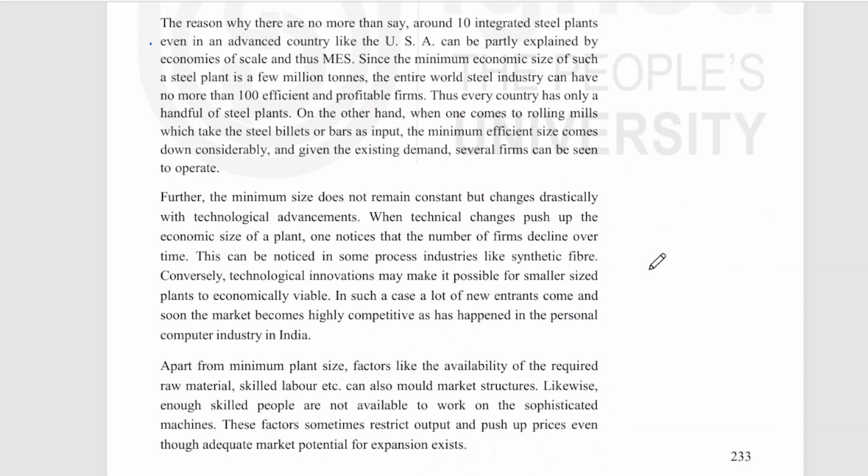Since the minimum economic size of such a steel plant is a few million tons, the entire world steel industry can have no more than 100 efficient and profitable firms. So every country has only a handful of steel plants. On the other hand, when one comes to rolling mills, which take steel billets or bars as input, the minimum efficient size comes down considerably, and given the existing demand, several firms can be seen to operate.